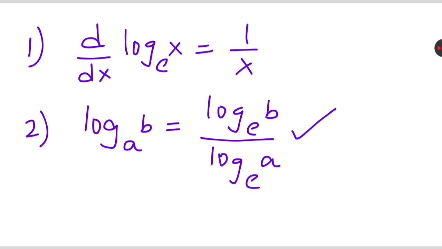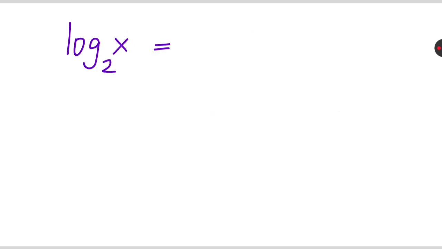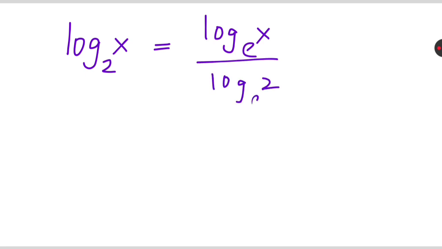Suppose you have a function log x with base 2. For this given function you have to use the change of base property, and we can write this as log x with base e over log 2 with base e. Now we have to apply the derivative on both sides.